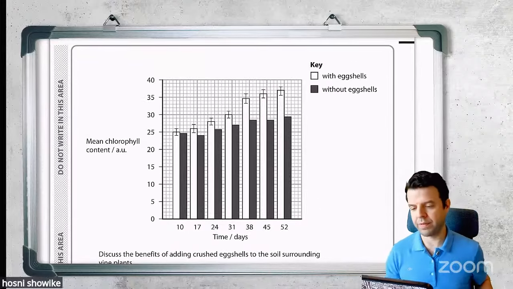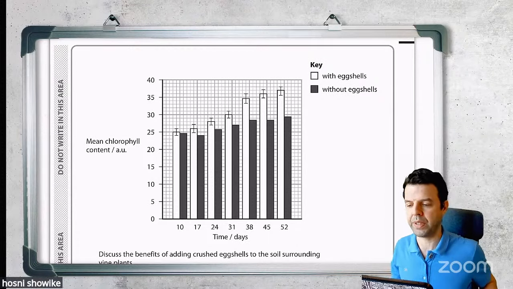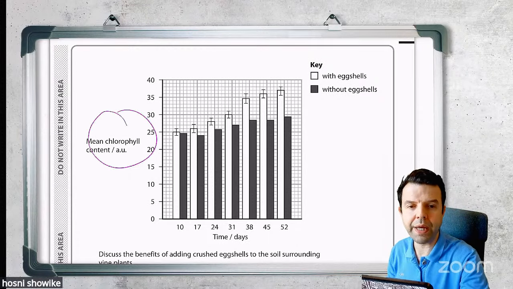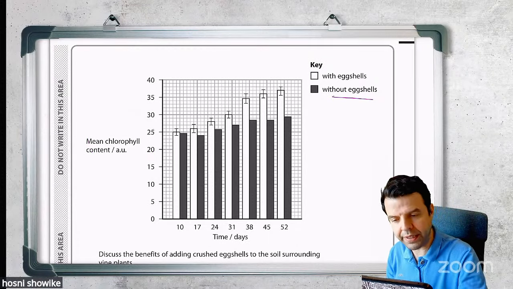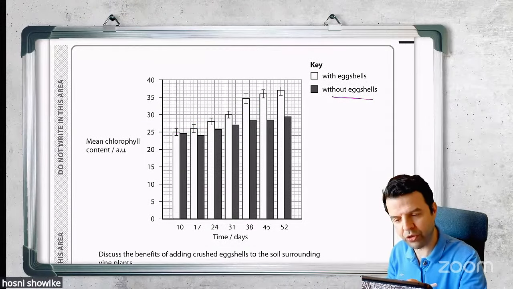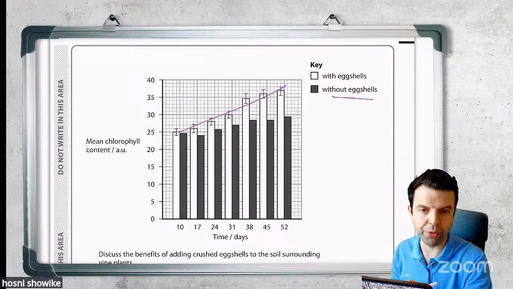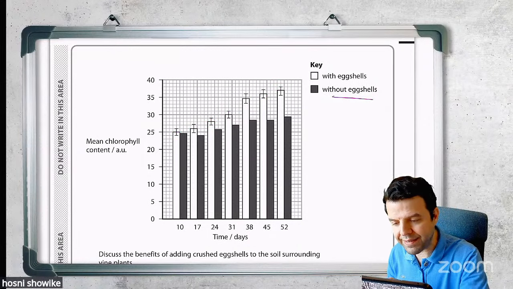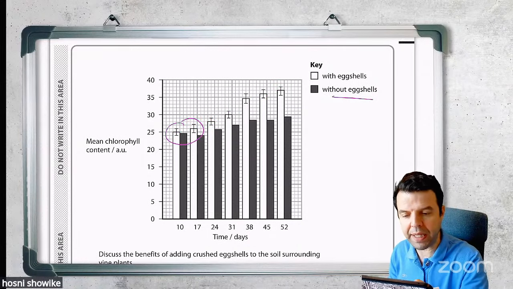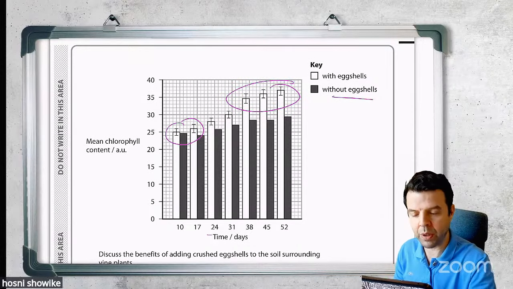Then we write. Here it's about what? Here it's about chlorophyll and calcium. You can see here that more calcium, more eggshells, gives me what? Gives me more chlorophyll. And again, it is less significantly different at the beginning and becomes more significant with time.